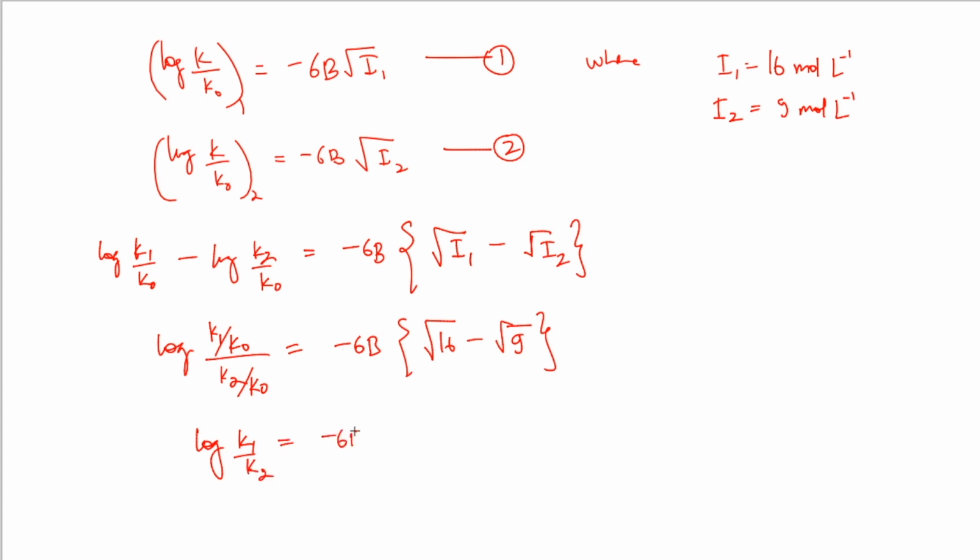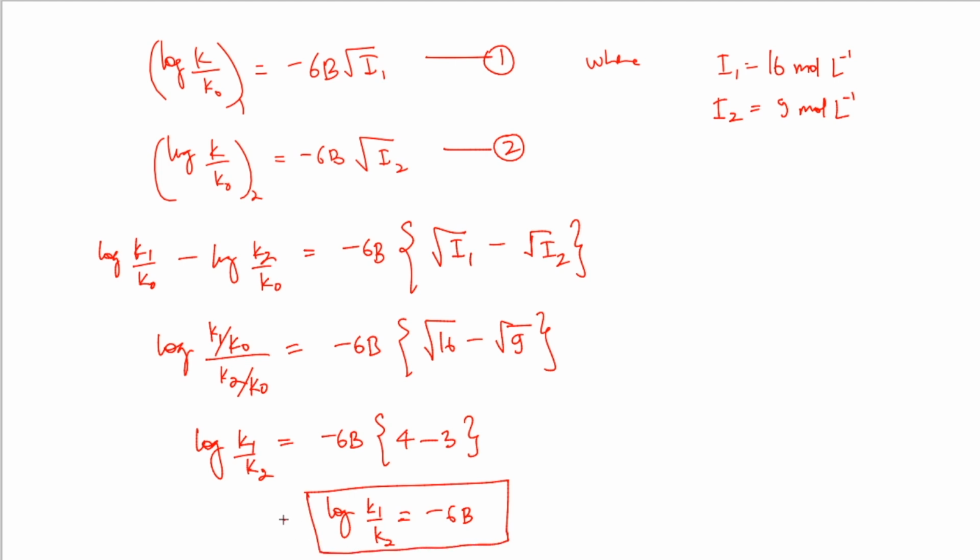On this side you will get minus 6b, under root 16 is 4, under root 9 is 3, so 4 minus 3 should give you 1. If you multiply 1 with it, this should give you log K1 upon K2 is equal to minus 6b. This should come up as the correct answer for the question.